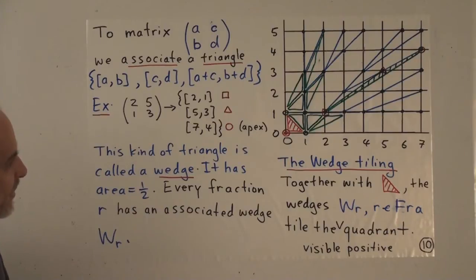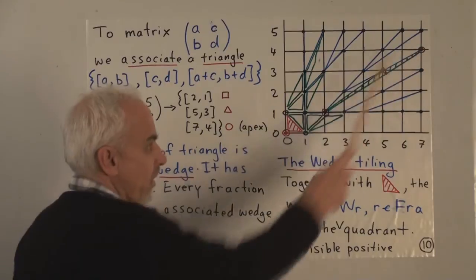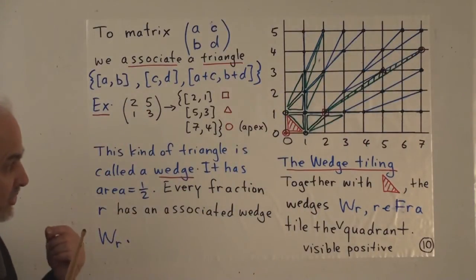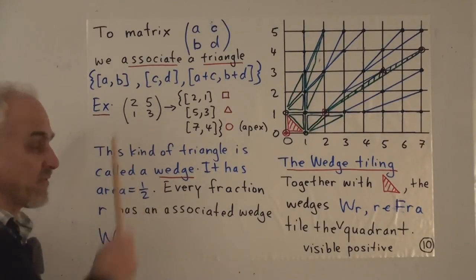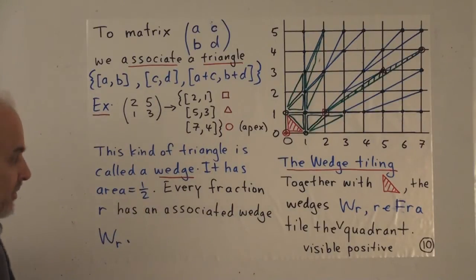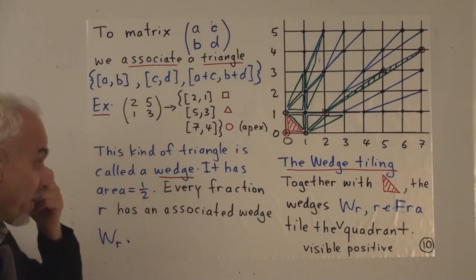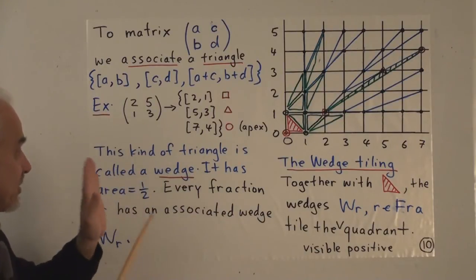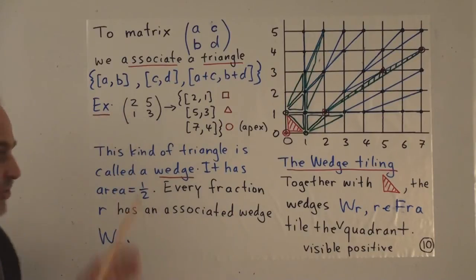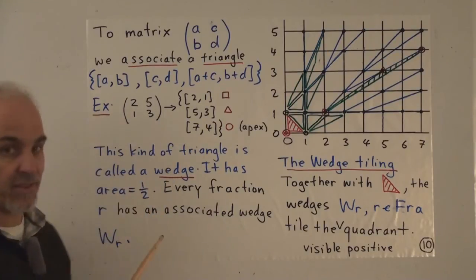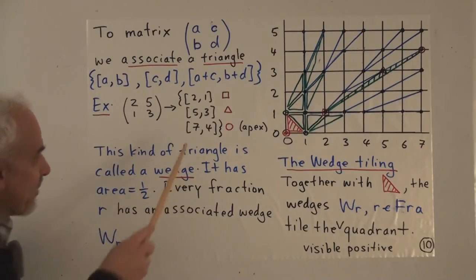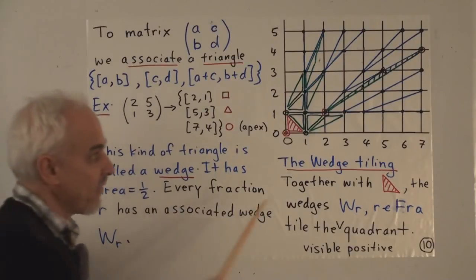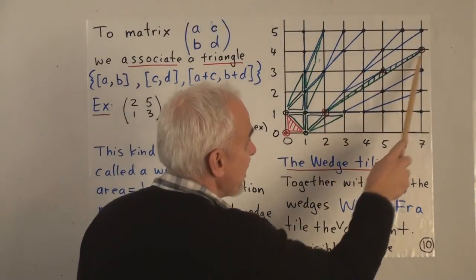All right, so what's going on here? To this point 7, 4, it corresponds to the fraction 7 over 4, and this is the corresponding matrix for it. So the fraction 7 over 4 appearing in the Stern-Brocot tree is associated to this matrix, at the same position in the matrix form of the Stern-Brocot tree. And now to that fraction, we associate a triangle. This actual triangle in the plane.